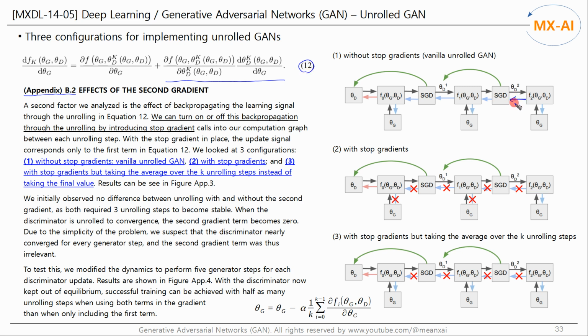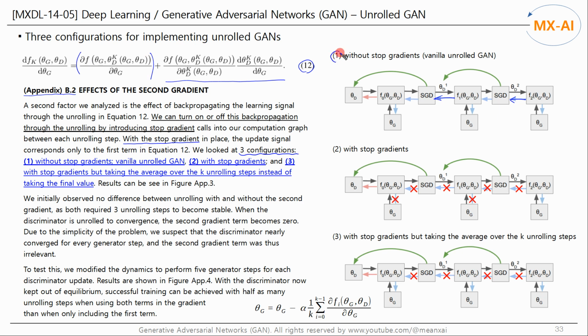We can turn on or off this backpropagation through the unrolling by introducing stop gradient calls into our computation graph between each unrolling step. With the stop gradient in place, the update signal corresponds only to the first term in equation 12. We looked at 3 configurations as follows.